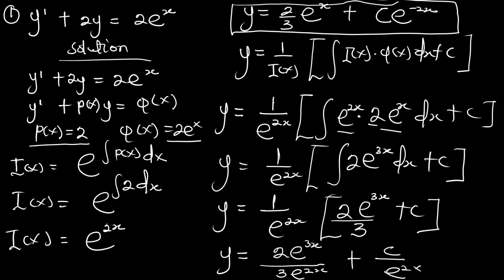Alright, let's take another example. Let's find a solution to this differential equation: x y prime plus 4y equals 2x cubed. Alright, so this is the differential equation that we have.